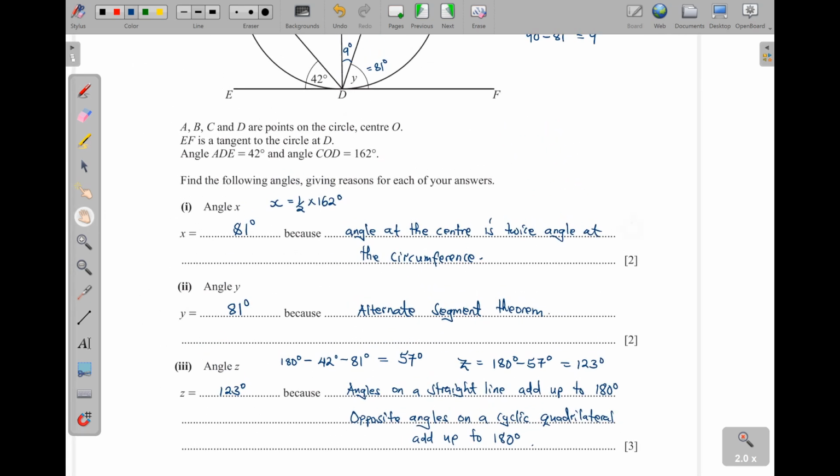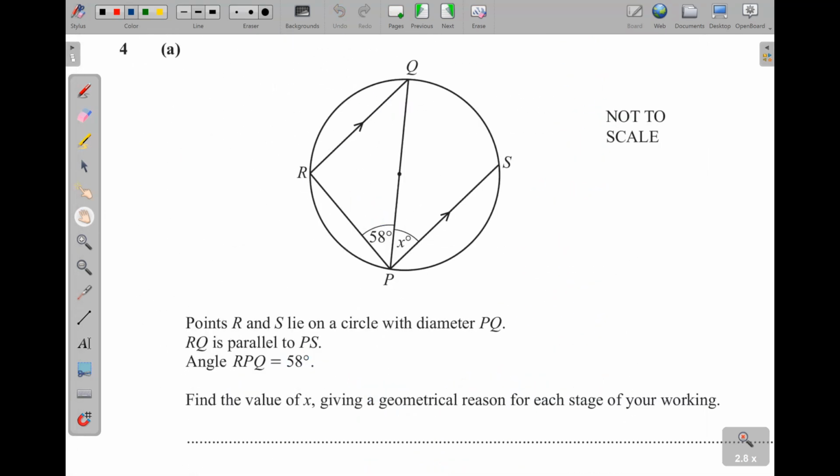So that is that. Then question 4, part A, they're saying that points R and S lie on a circle with diameter PQ. RQ is parallel to PS. Angle RPQ is 58 degrees. Find the value of X giving a geometrical reason for each stage of your working.